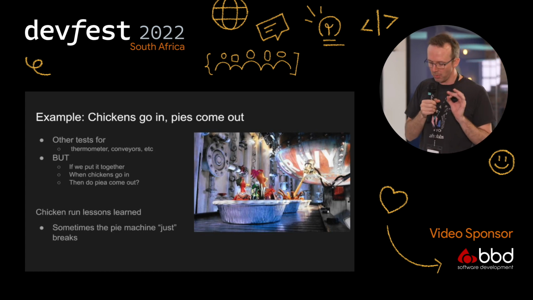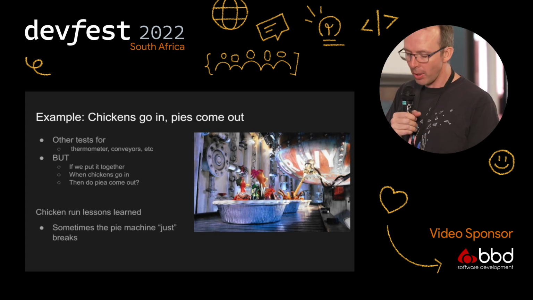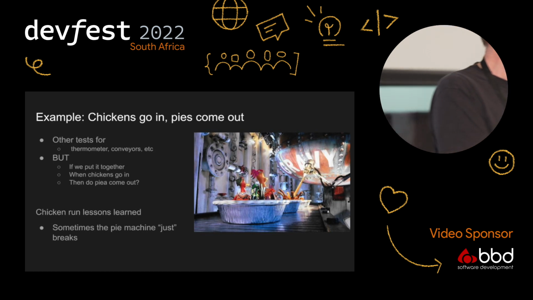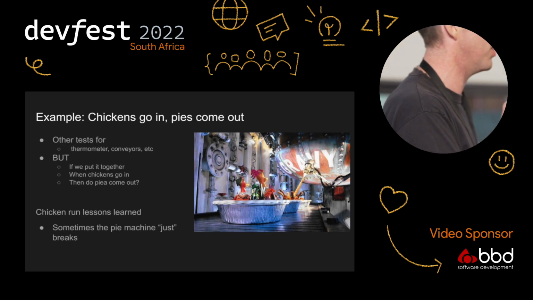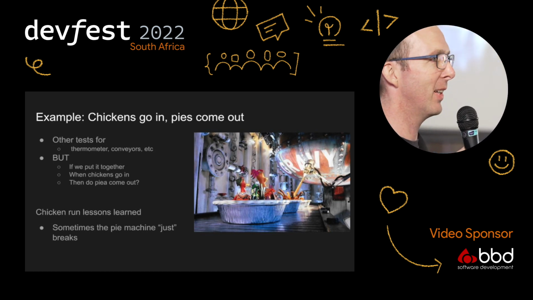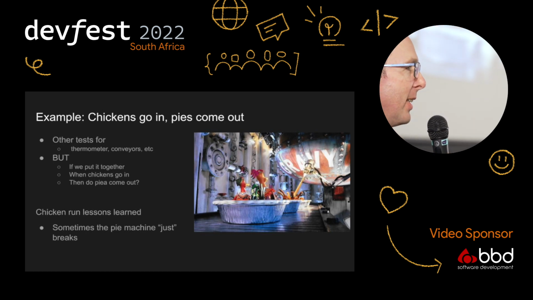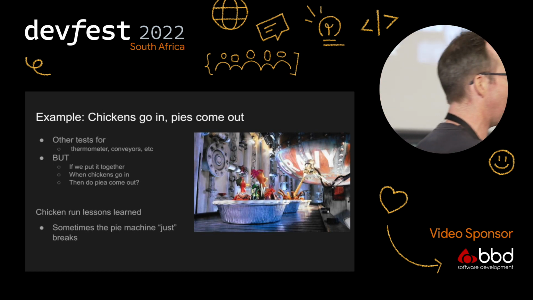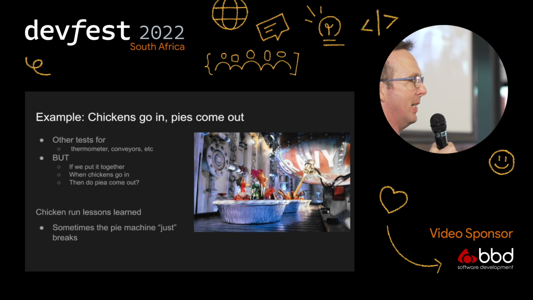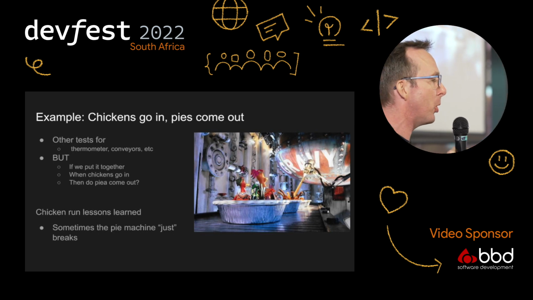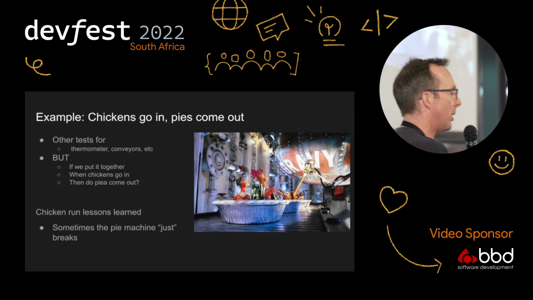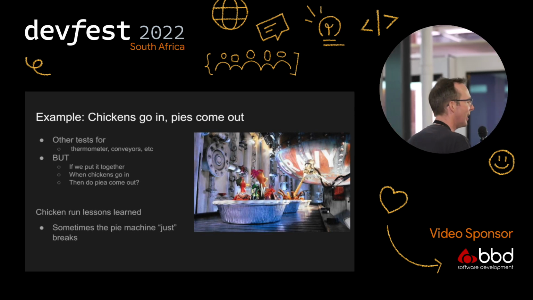Also Chicken Run is a movie about a machine that's running reliably, turning chickens into pies, and then what happens? Can anybody remember the plot of the movie? Anybody? The chickens revolt, and they destroy the damn pie-making machine, and it stops making pies, right? Sometimes a perfectly good pie-making machine breaks for absolutely no reason that we can understand, and it's really frustrating.